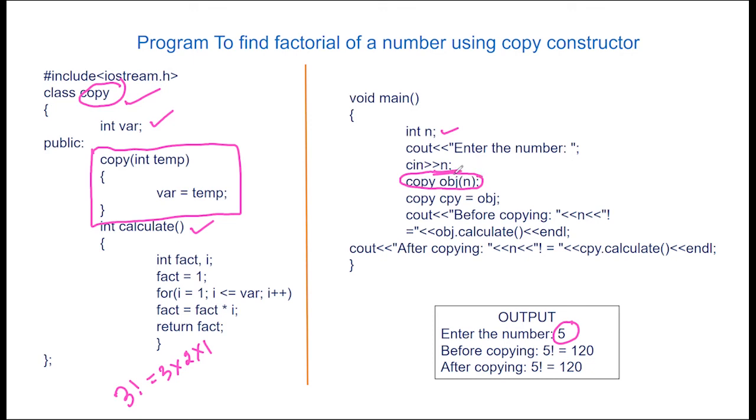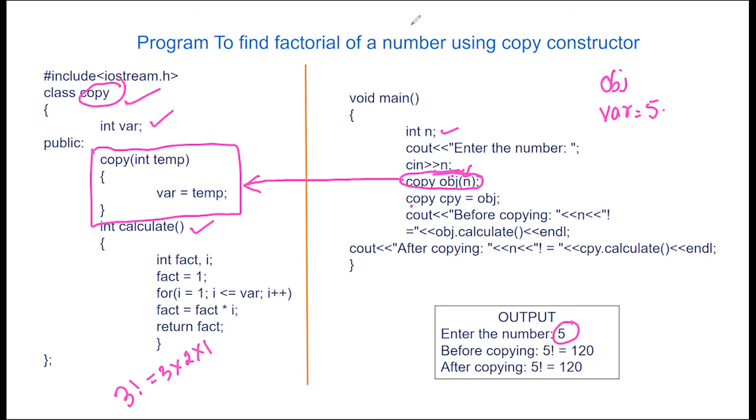So when I am writing here, I am creating an object called obj and I am passing the value. So this is a parameterized constructor. I am passing some value, and under obj the variable is going to get initialized. In this case, if I have entered 5, the variable is going to get initialized to 5.